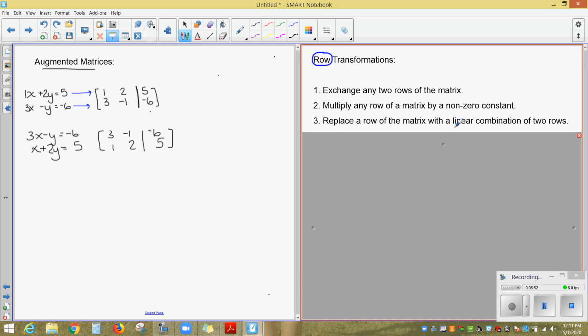The third one uses some vocabulary that hopefully will become more clear as we start doing examples. But I can replace a row of the matrix, any row that I want to, with a linear combination of two other rows. A linear combination means I can add or subtract those rows. I can multiply them by 2 or 4 or 6 before I add or subtract those rows. And whatever I come up with, I can replace one of the rows with that value. So again, we'll practice some of those along the way. That one's a little more difficult to demonstrate until we just jump in to what we're doing.